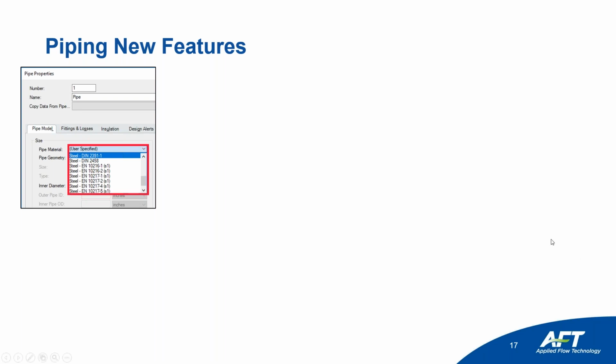Okay, so moving on. Piping new features. If you were to click on the pipe material drop-down menu and you keep scrolling, here's where we've included new DIN and EN standards. So there are some additional pipe materials that you can work with.